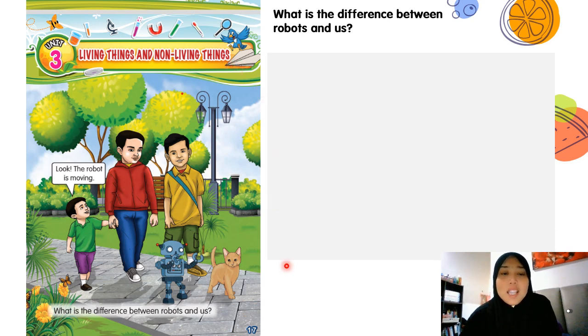Okay, now let's take a look at the picture. What can you see in the picture? I can see 3 humans, isn't it? A boy and 2 men. And I can see a robot and a cat. Now, the question is, what is the difference between robots and us?